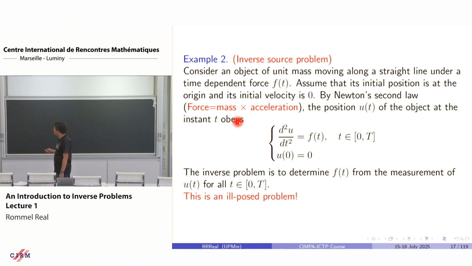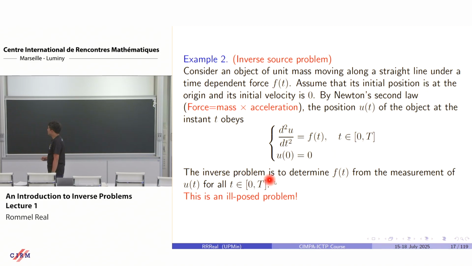Then by Newton's second law of motion, the position u of t of the object at an instant t obeys the following second order differential equation. So you have the differential equation here, and you have the initial condition here. The direct problem is, of course, given the time-dependent force f of t, you compute u.